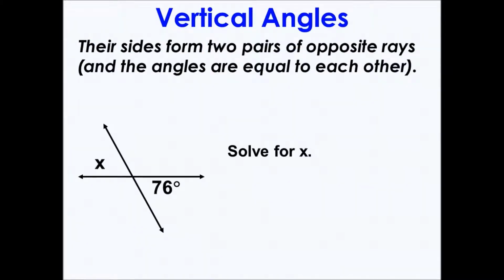Solve for x. Notice here that we have two vertical angles. Their sides form two pairs of opposite rays and the angles are equal to each other. Therefore, x is equal to 76 degrees.